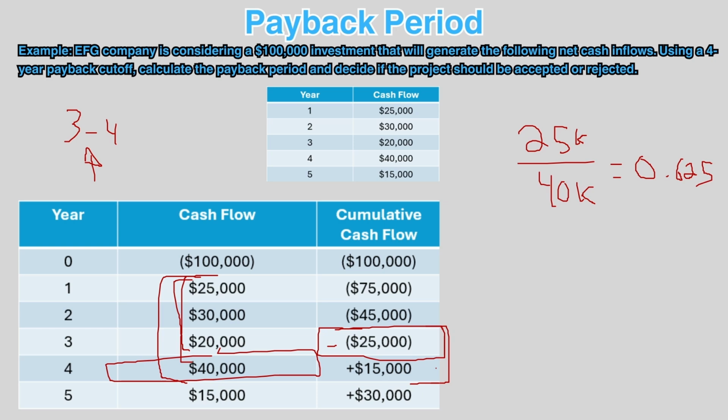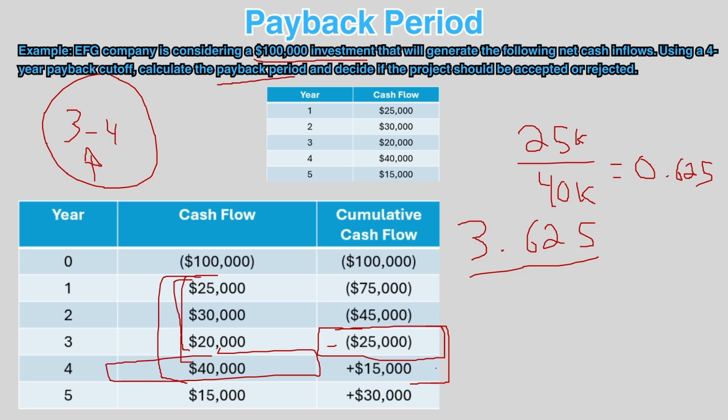And like we said, we know it's between 3 and 4 years. So we're just going to add that to 3. 3.625. So it took us 3.625 years to recoup our $100,000 investment, and that is our payback period. And again, we're going to accept this project based on this criteria because it is less than 4. So our payback cutoff was 4, and we recouped our $100,000 in 3.625 years, which is less than 4. So therefore, we are going to accept this project. Obviously, if this payback cutoff was 3 years, we would reject the project.